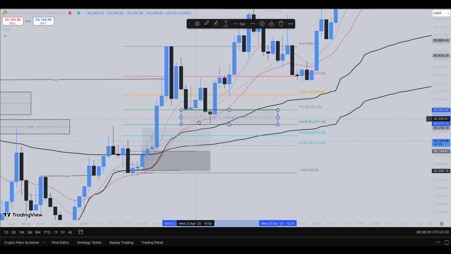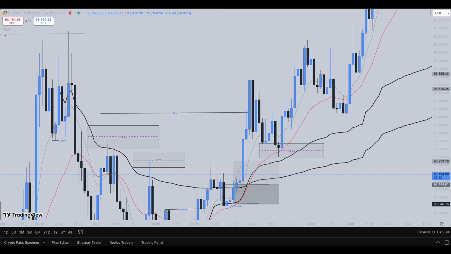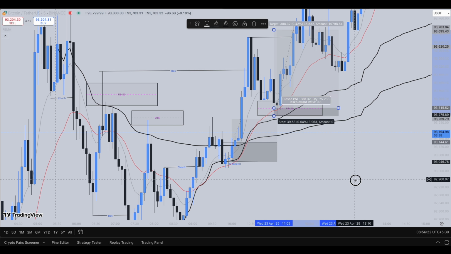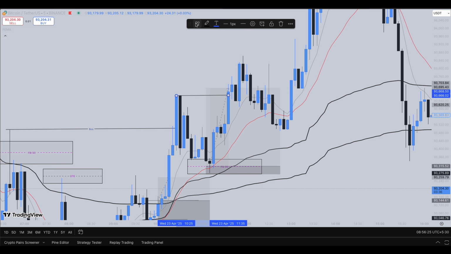The equal low liquidity is swept, and the market came and mitigated this 50 level over here. And again, the market broke structure towards the upside. So this was another entry you could have taken at the 50 level. This was one better entry, keeping your stop loss just below that candle itself. And you can see again the market broke structure towards the upside. So this is another breakout structure.